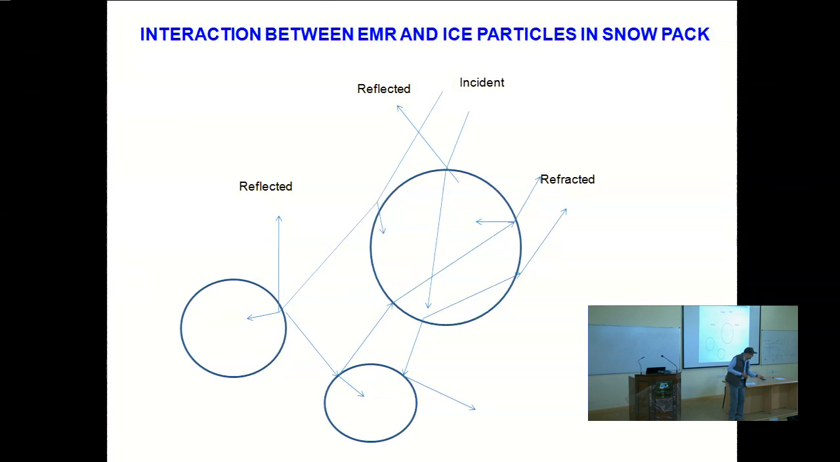Density will go up. Density goes up, albedo goes down. So it is possible for you to link. What you can do by using remote sensing is you will know the albedo. You can relate albedo with the density.